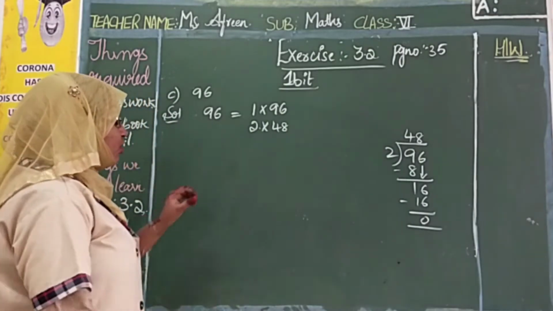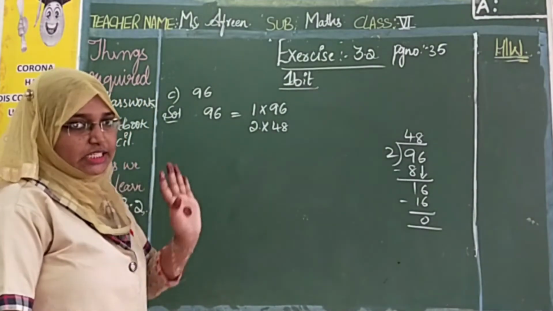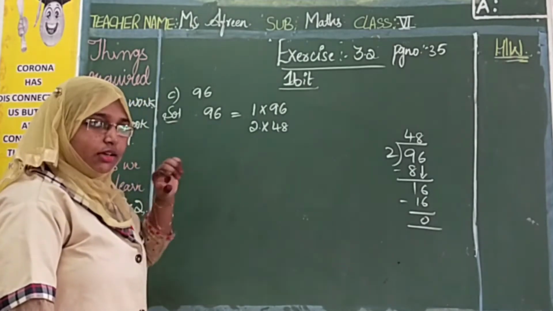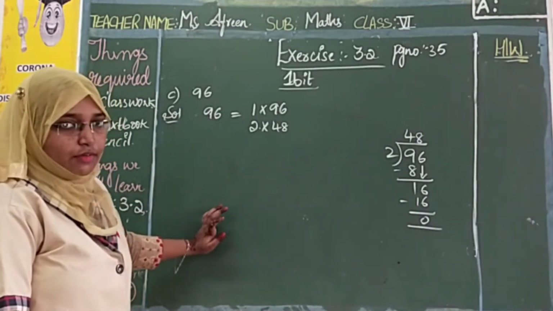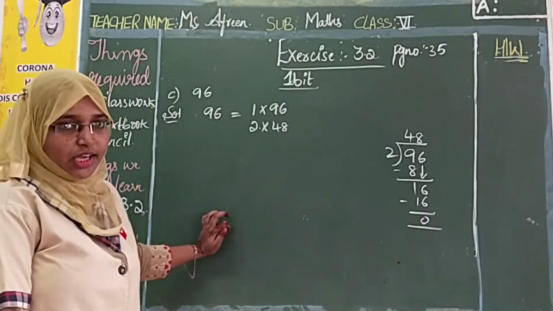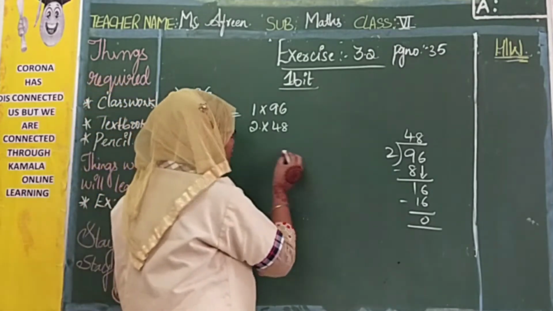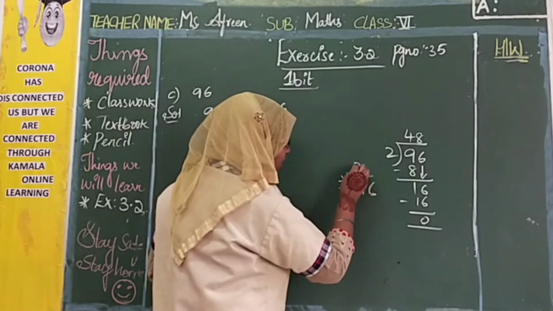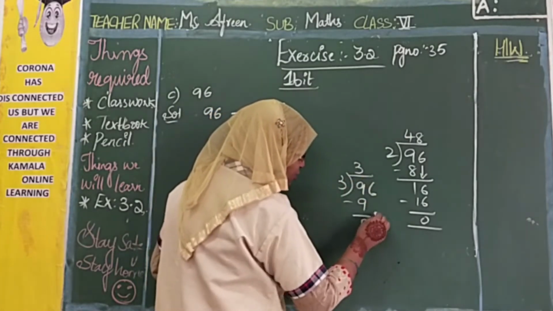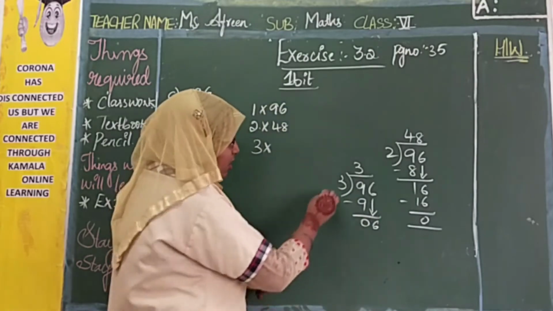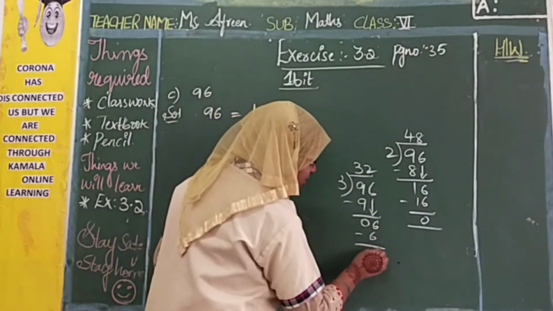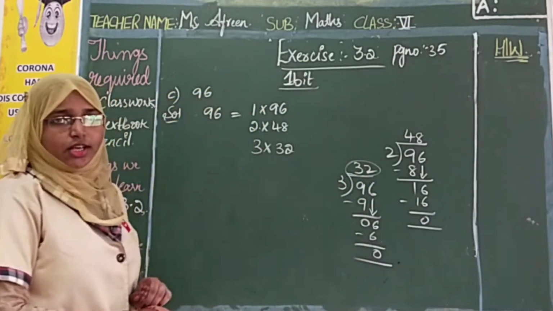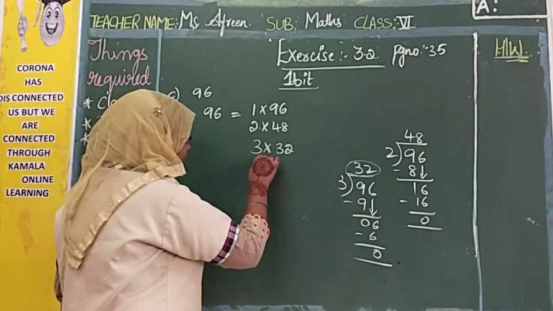Now coming to 3. I want to see whether it is a multiple of 3. Is 3 a factor or not? To check it, simply I am dividing. What is the divisibility rule for 3? Sum of the digits. 9 plus 6, 15. 15 is divisible by 3. 3 5s are 15. So 96 is also divisible by 3. So let us check at which multiple it is divisible. 3 3s are 9. 9 minus 9 is 0. We have a 6, taking down. 3 2s are 6. 6 minus 6 is 0. So at what multiple is it? 32. Now let us move on with the 4.